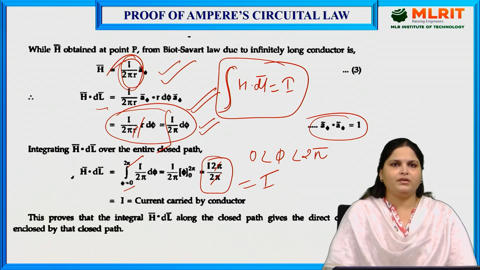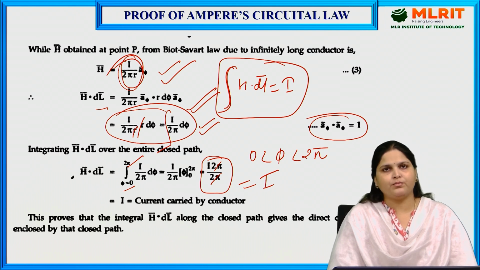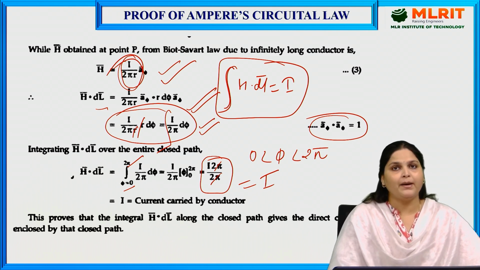And this is the same thing which we have kept here in this formula. So I hope it can be correlated, and that was the proof of Ampere's circuital law and also the application.